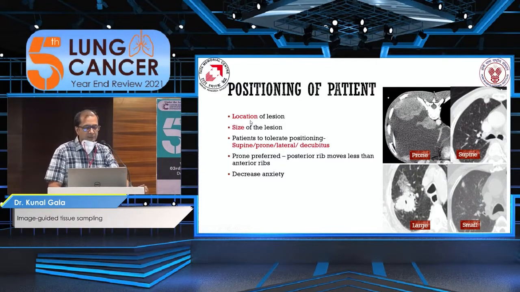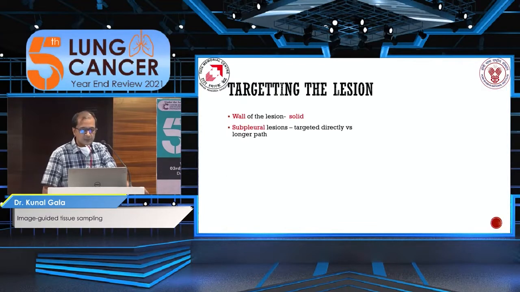Coming on to the size of the lesion, when the lesion is large, you need to be careful regarding the biopsy, which needs to be taken from the solid enhancing component. And when the lesion is small, you can go with either a perpendicular approach or a tangential approach, depending on your preference. A prone position is preferred while doing a biopsy, because the posterior part of the lung and the rib moves less than the anterior part, and it decreases the anxiety of the patient.